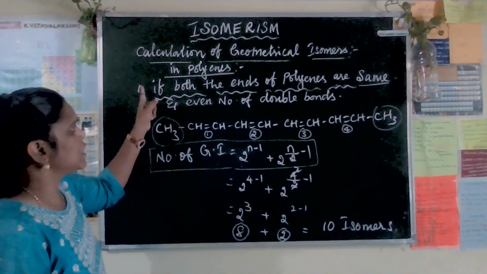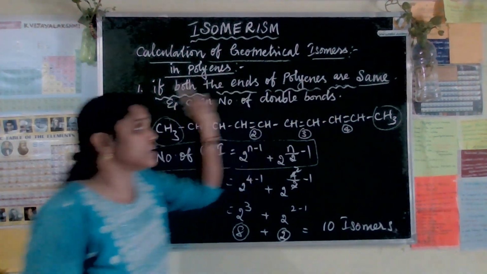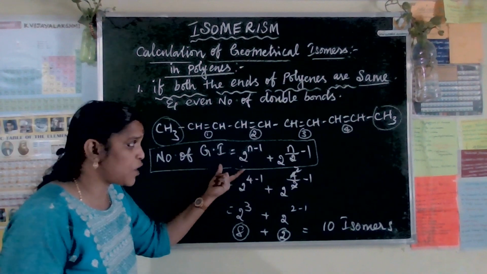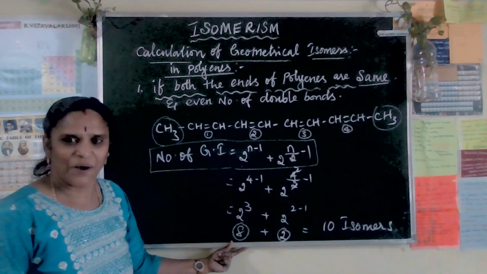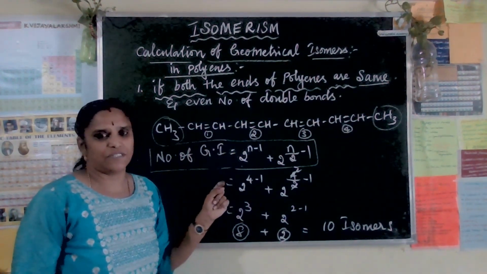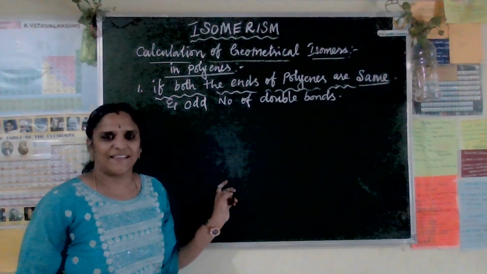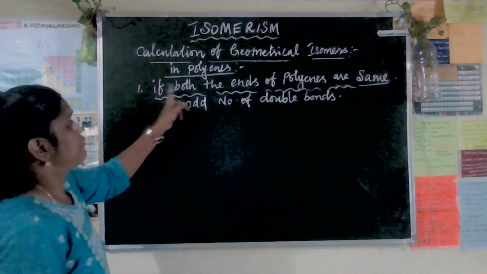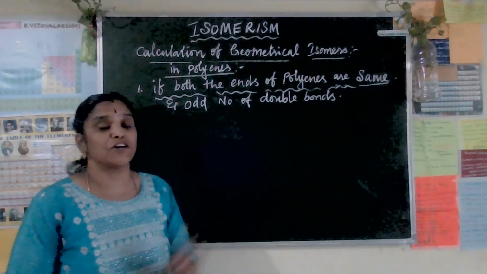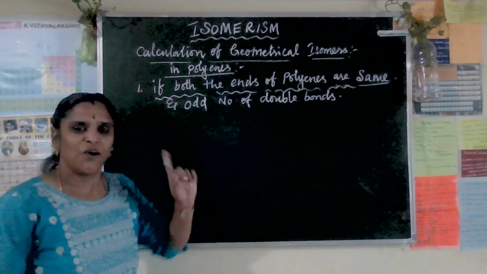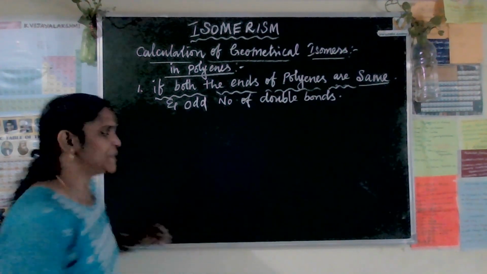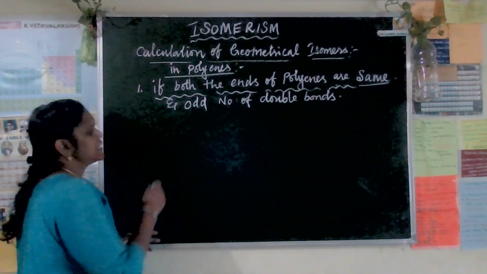Okay, now this is what it is. If both the ends of polyenes are same and even number of double bonds, for that you have to use this formula and you got that idea. Hope you're clear. Okay, now the same way here, odd numbers we are going to see today. Then next one more thing, if both the ends of polyenes are same and odd numbers of double bonds, so how to identify? One point, it is the same ends, both the ends are same and odd numbers of double bonds. Yes, let us go for it.